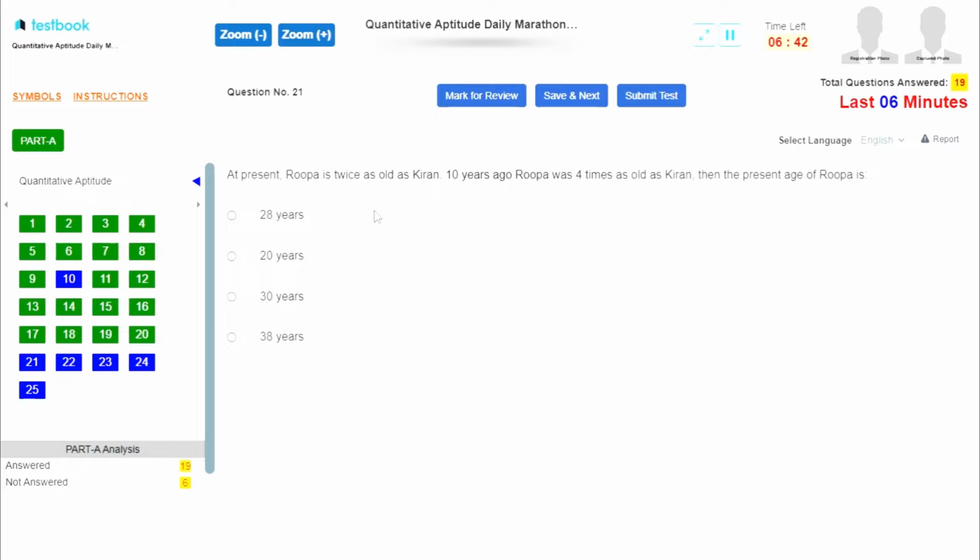Then Kiran wouldn't even be born. So take 38, Rupa 38, Kiran 19. 10 years ago 28 and 9. No. 30. Rupa 30, Kiran 15. 10 years ago 20 and 5, which is 5 into 4.